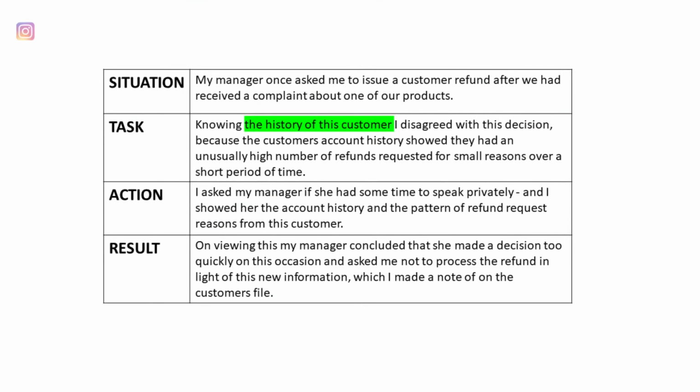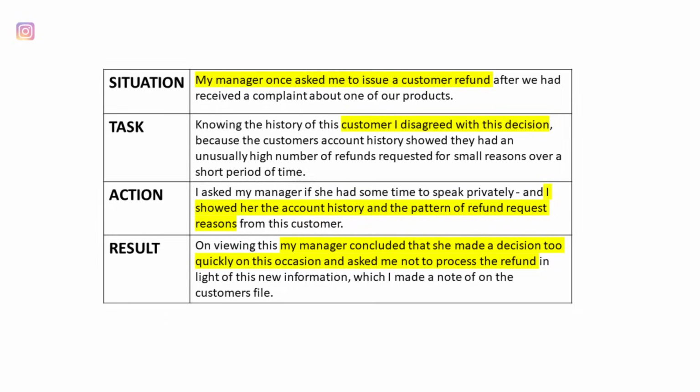So one of the things I love about this answer is it's short and sweet, but it still ticks every box. And it actually shows the level of skill because you record the information about the customer's history. Another important highlight of this answer is asking to speak privately, which shows sensitivity and awareness of your manager's position and avoiding openly disagreeing.